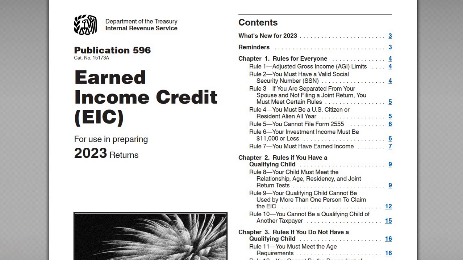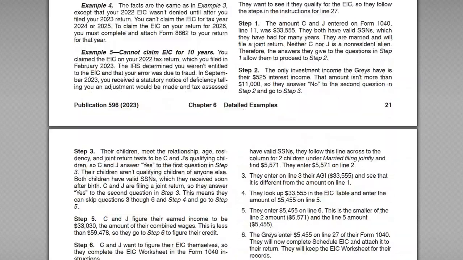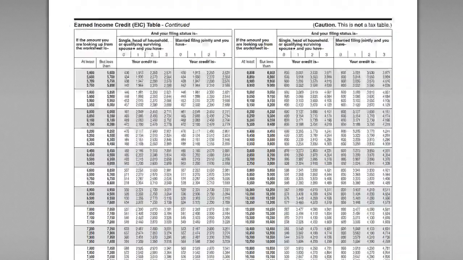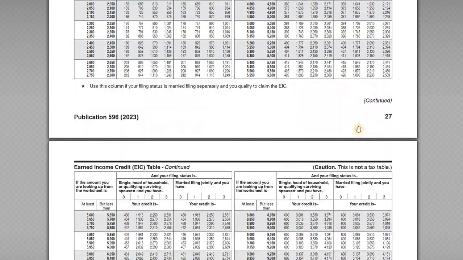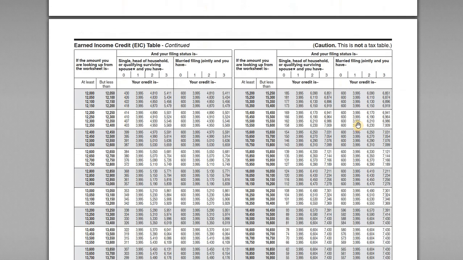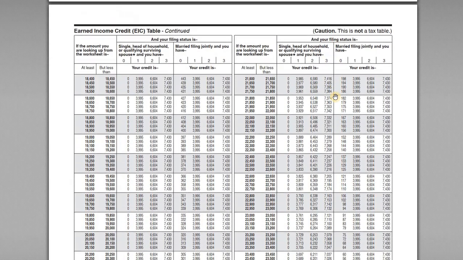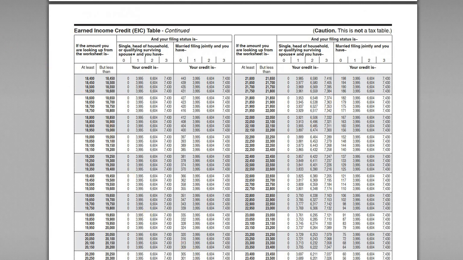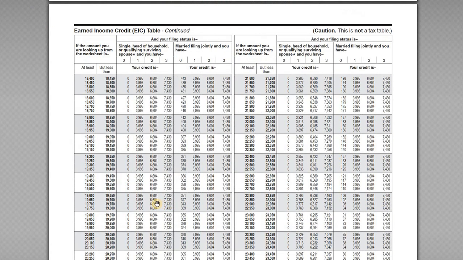So if we jump down to the earned income credit tables, let's scroll on through here. Okay, so we've got the 2023 earned income credit tables. For most taxpayers, they would just look up what their earned income credit is and then use that as the starting point. So in John's case here, his earned income is $18,950.